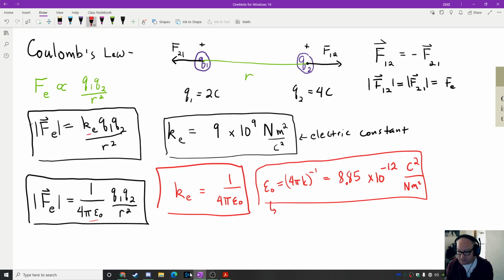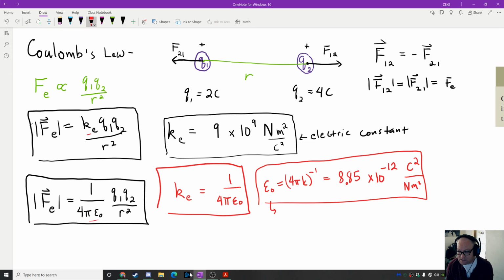Let's do a quick calculation. So we use the numbers of 2 coulombs and 4 coulombs up here. Let's say that these two objects happen to be separated by, let's say, 0.5 meters. Okay. And let's see if we can come up with a calculation for exactly how big the force between these two objects would be here.